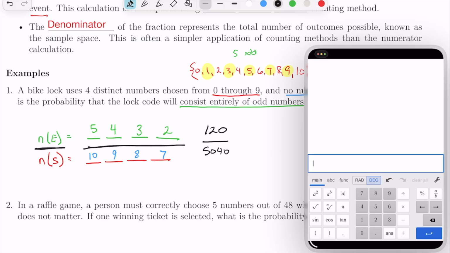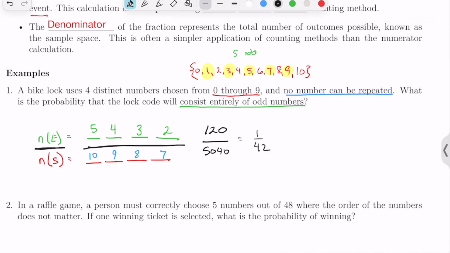So we could do 120 divided by 5040, and we get that. Remember, if you click this little button over here on the right side of that decimal number, you can flip back and forth between the decimal and the fraction. So this is a 1 in 42 chance. Now we could also use some other mathematical notation for this.